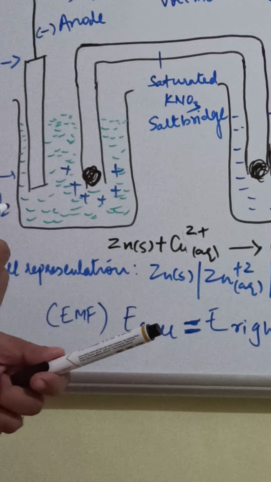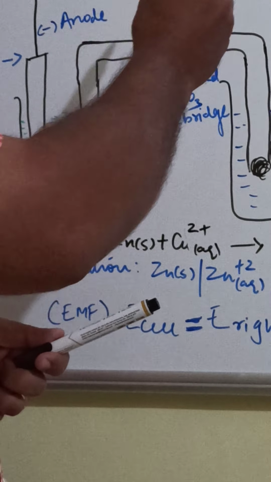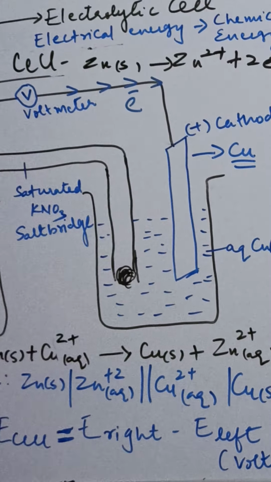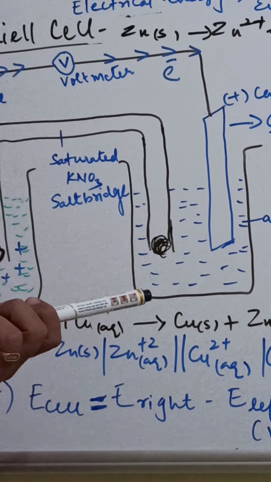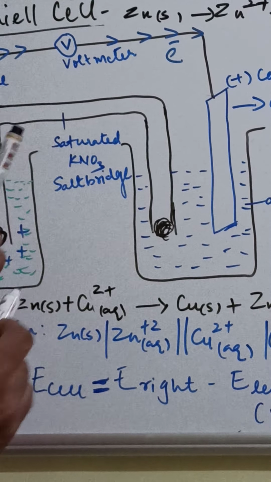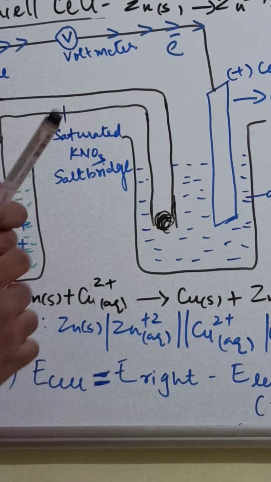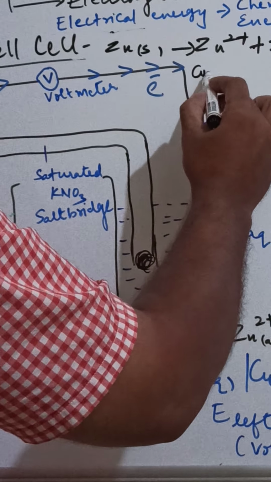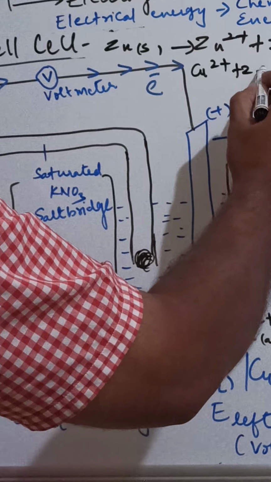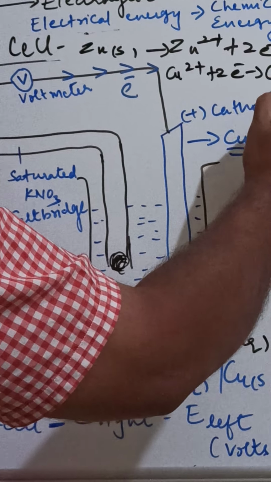Zinc plus 2. Because it is giving, zinc solid gives Zn plus 2 and electrons. And here you will have copper. Let us see. The reaction is copper 2 plus gaining 2 moles of electrons, giving copper solid.